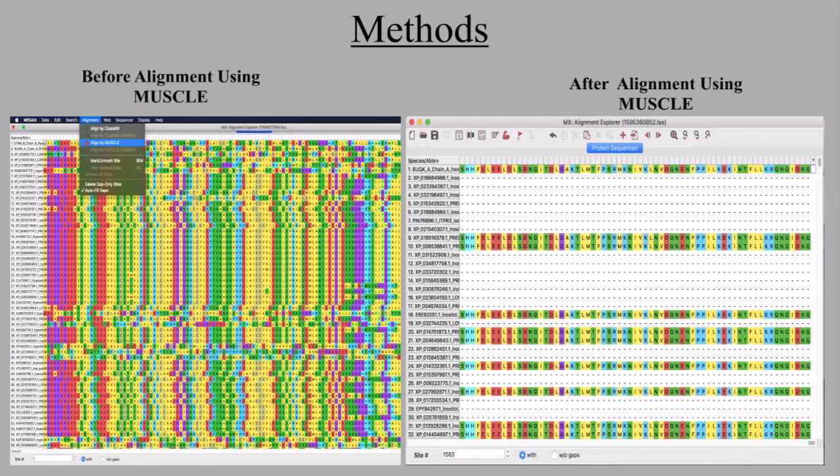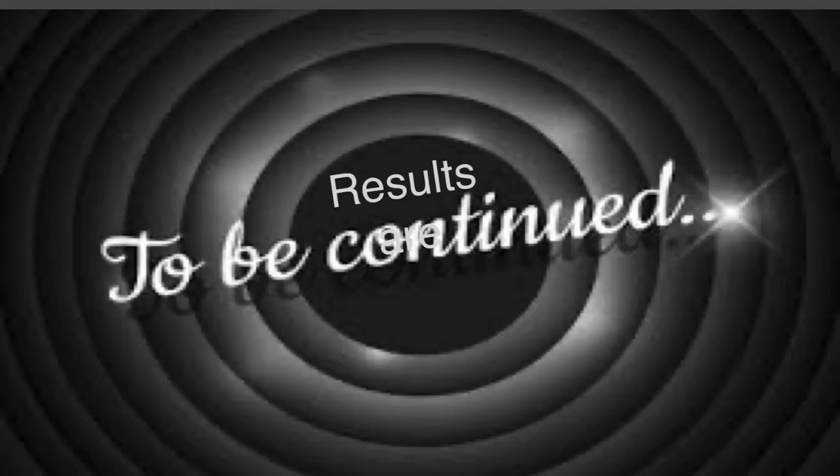As you can see vertically, the amino acids are very much aligned in comparison to the before picture, where the amino acids are viewed as a bit more scattered. The research is still ongoing. The results are to be continued as we are trying to derive a consensus sequence that will later on be used to construct our phylogeny tree.